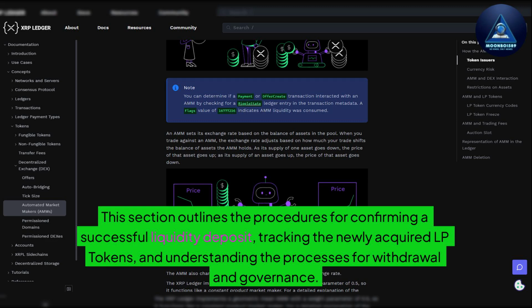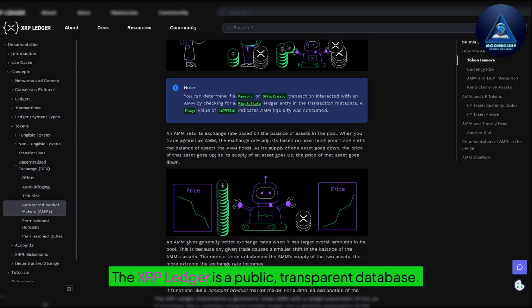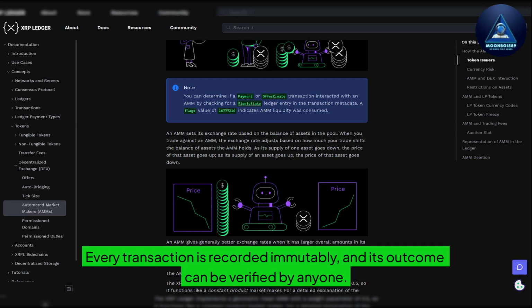5.1. How to verify a successful liquidity deposit on an XRPL Explorer. The XRP Ledger is a public, transparent database. Every transaction is recorded immutably, and its outcome can be verified by anyone. Relying solely on a DEX interface for confirmation is insufficient. Direct on-chain verification is the definitive proof of a transaction's success.